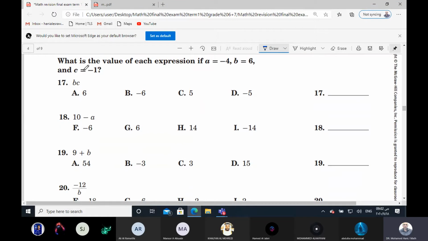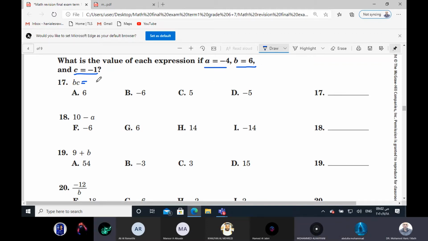What is the value of each expression if A equals minus 4, B equals 6, and C equals minus 1? Number 17: here we have BC. BC means B times C. The value of B is 6, times the value of C, which is minus 1. 6 times minus 1 will be minus 6. So the answer will be B.